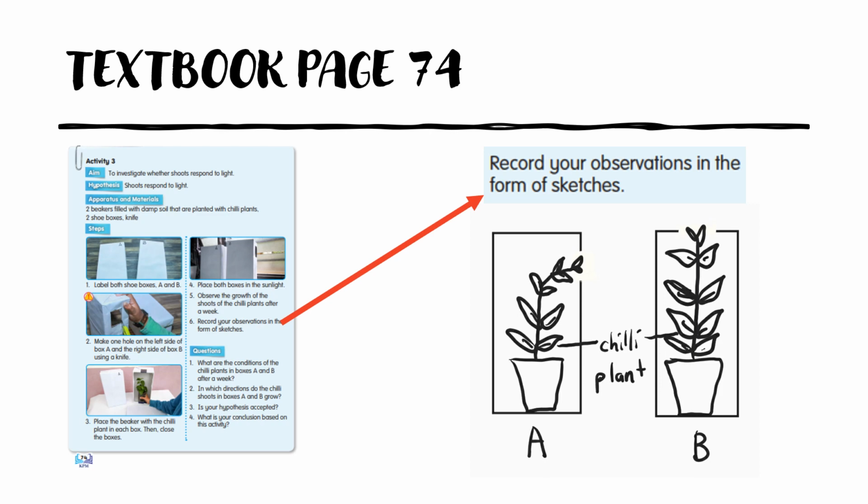2. Make 1 hole on the left side of box A and the right side of box B using a knife. 3. Place the beaker with the chili plant in each box. Then close the boxes. 4. Place both boxes in the sunlight. 5. Observe the growth of the shoots of the chili plants after a week. 6. Record your observations in the form of sketches.